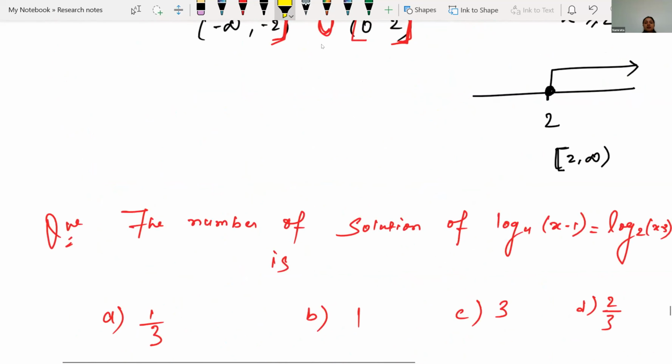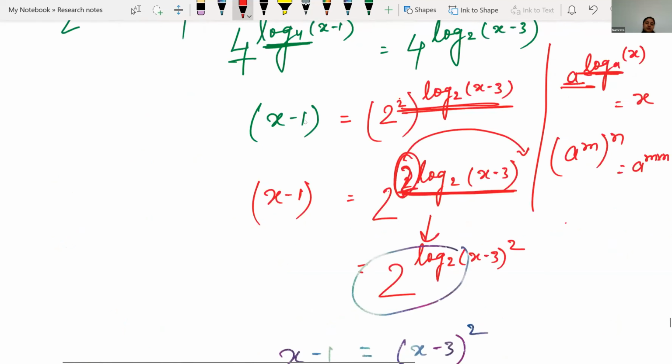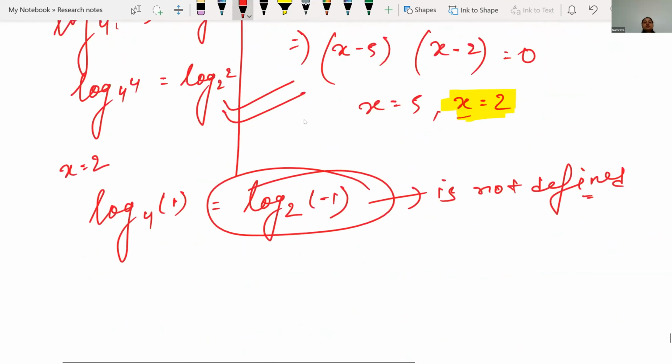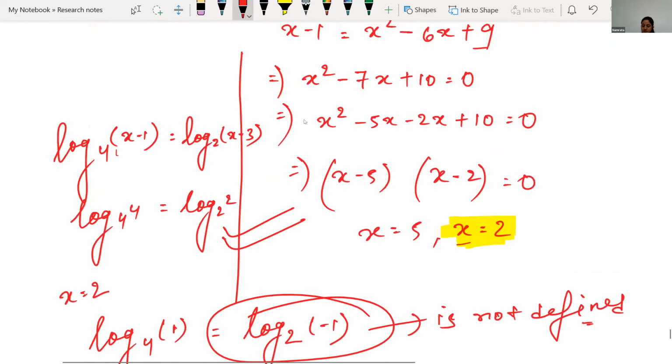Okay. Yes, ma'am. So even though we have got two values, we will say the number of solutions will be 1. Okay. Okay, ma'am. So this is the process which we need to follow.